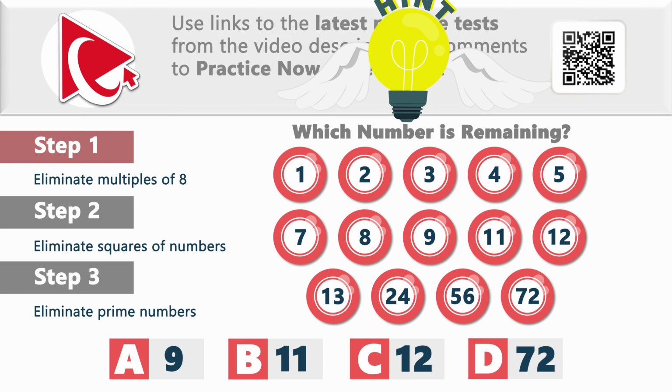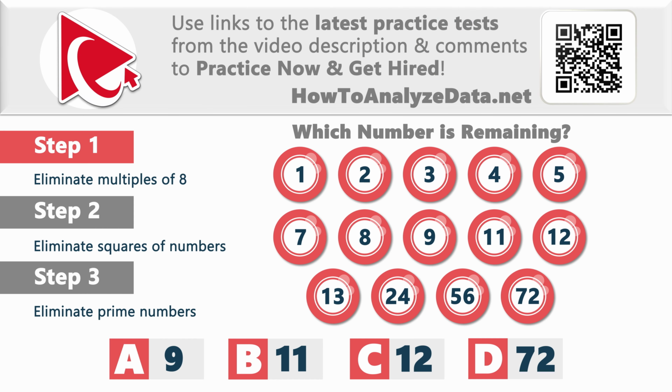Let me give you a quick hint to help you. Let's together eliminate the multiples of 8. The multiples of 8 are 8, 24, 56, and 72. Well, with that in mind, the remaining numbers are 1, 2, 3, 4, 5, 7, 9, 11, 12, and 13. And all you need to do is just to complete step 2 and step 3. So, get ready, set, and go.